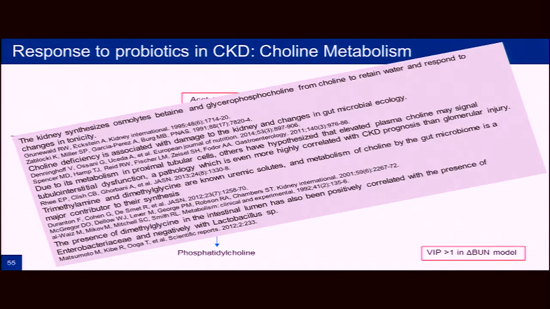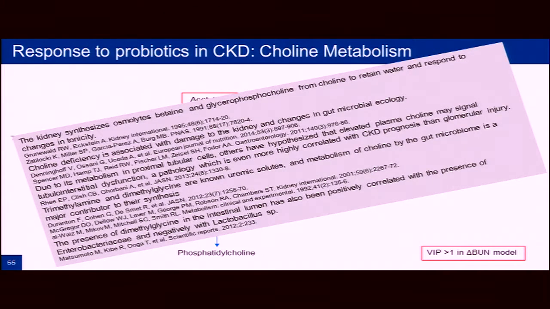The kidney synthesizes the osmolytes betaine and glycerophosphocholine, which are both derived from choline, to retain water and respond to changes in tonicity. So there's a kidney-specific response in those metabolites. Choline deficiency is associated with damage to the kidney, as you might expect from what I just told you. And it also is associated with changes in gut microbial ecology, so your gut microbes are also using it.